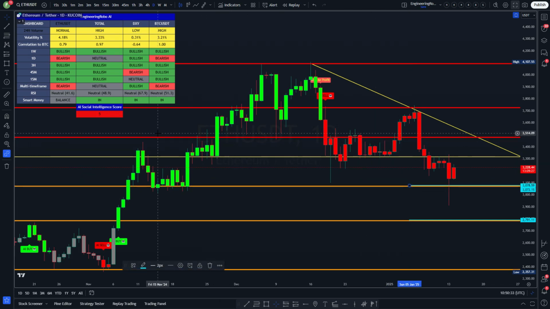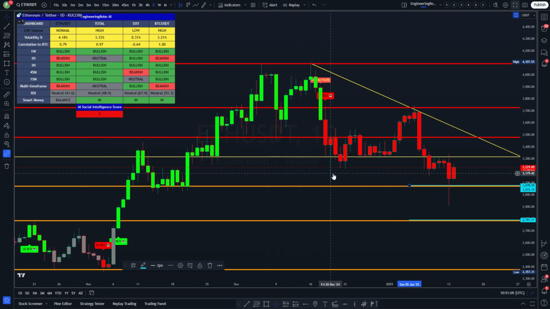If I have a look at the social intelligence score that has been created by EngineeringRobo, looking at sentiment across the internet, it's a -5 or a red 5. So certainly the momentum on this coin has completely dropped. In terms of the multi-time frame analysis, it's bearish, and on the daily time frame, it is also bearish. Volatility is at 4%, and the volume is quite normal.